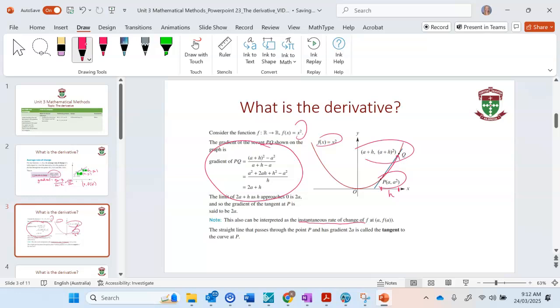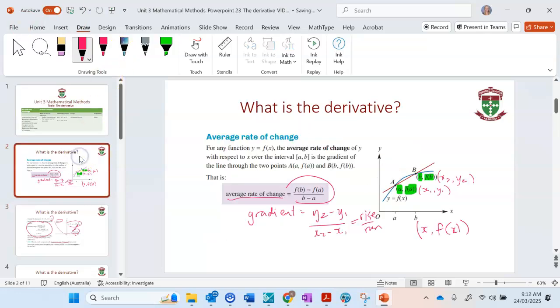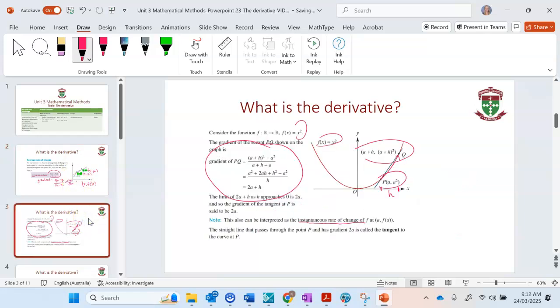So in the previous slide, we looked at the average rate of change. If we're finding the derivative at a point, then it's your instantaneous rate of change. So think about it as your camera on the side of the road as opposed to your point-to-point cameras on the Peninsula Link. You're doing it at a certain point as opposed to doing it over time.